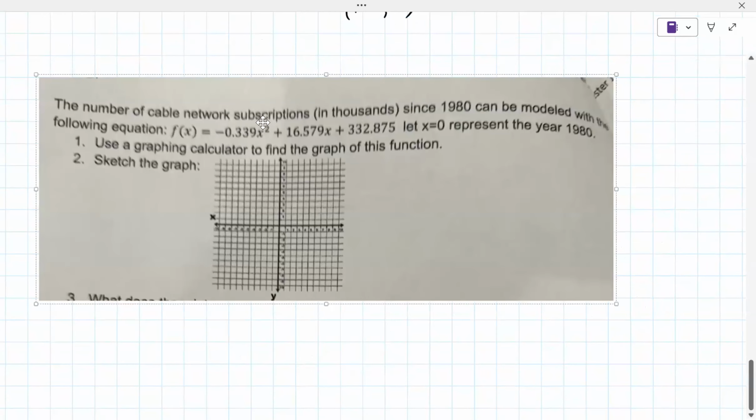All right, so this one, it's another quadratic. It opens down. We know that by the negative in front. X is the number of years since 1980. And we need to get this into the calculator here. So I guess we'll just graph it again. Work on the window. Let me share the calculator there.